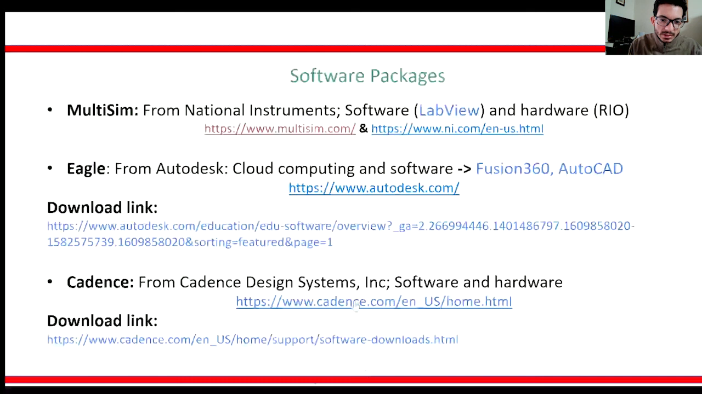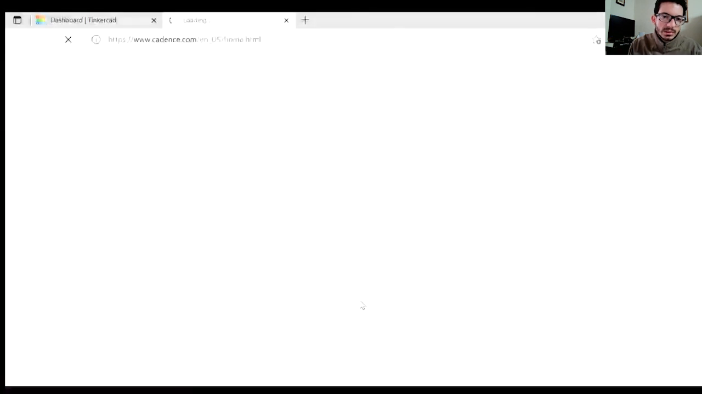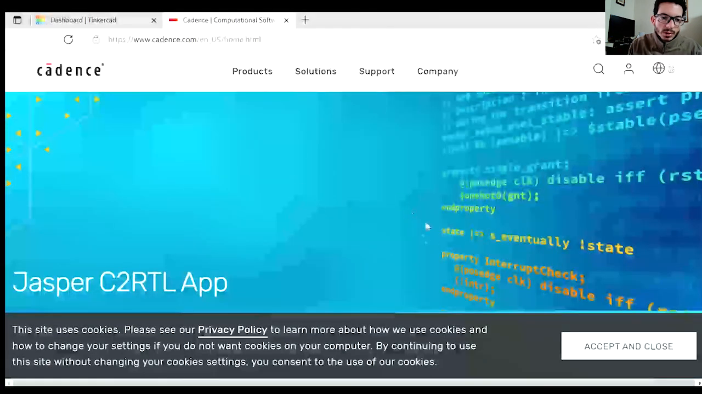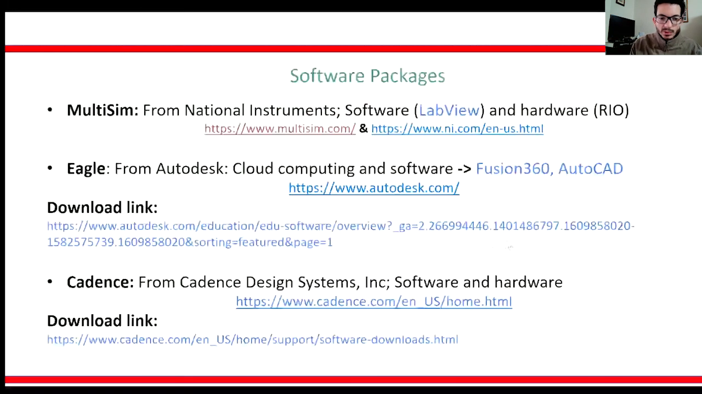But you can use Cadence if you want. Cadence is a very good one for creating software and circuits. So it's up to you. Review all the links and let me know which one you would like to use. I will use Multisim and Tinkercad. Thank you.